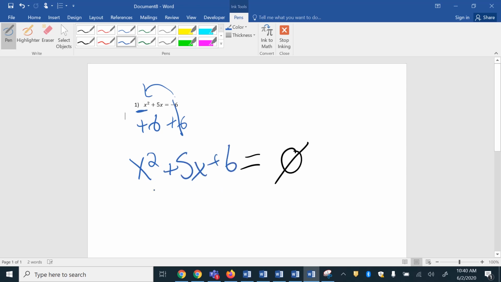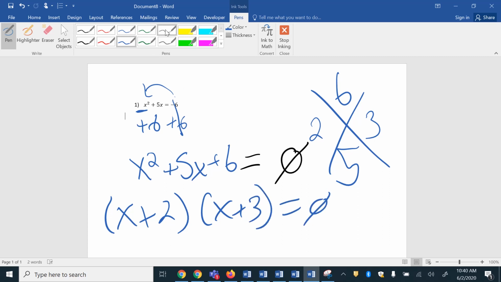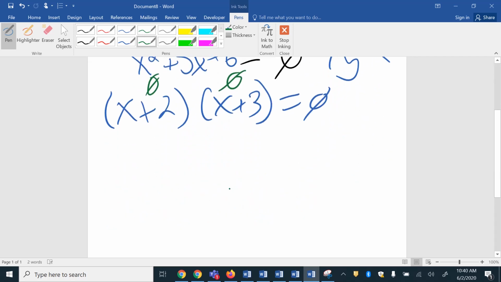What's going to happen now is we're going to factor this. So 6 goes up top, 5 goes on the bottom. What are the factors of 6 that add up to 5? 2 and 3. So you're going to write x plus 2 times x plus 3 equals 0. Now what you're going to do is you're going to use the zero property rule of multiplication, which means anything times 0 is 0. It doesn't matter what.